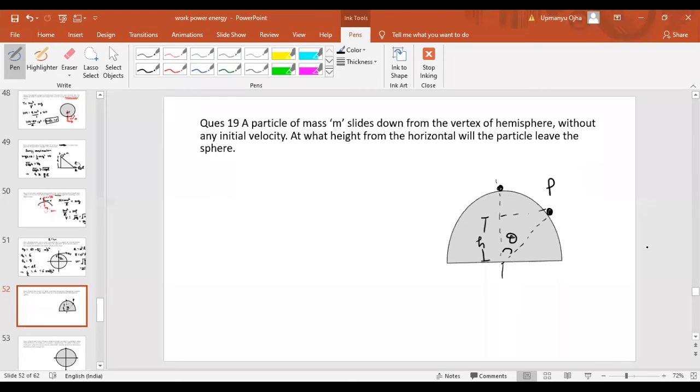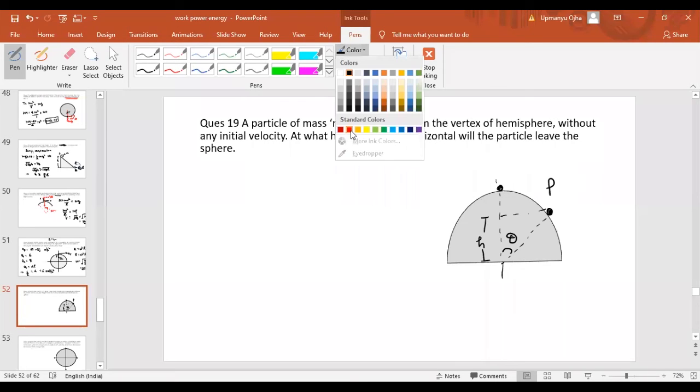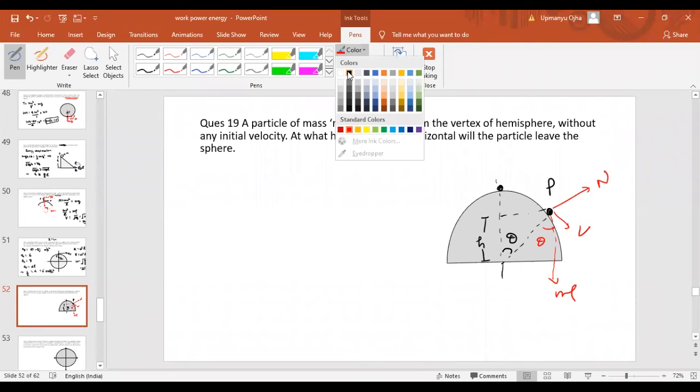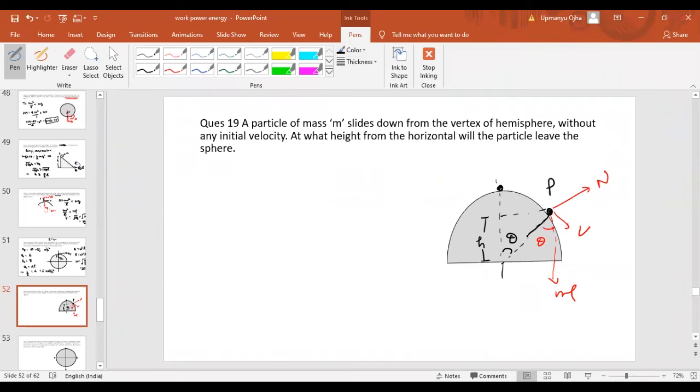Can we find the force there at point P? If you look at the force there, first of all mg will be acting downward like this. Second, normal reaction will be there, that is perpendicular to the surface. The block will have some velocity v. Now this angle is theta. Now mg will have two components. One will be along the center, towards the center, that is mg cos theta.